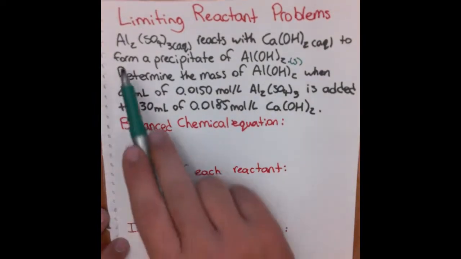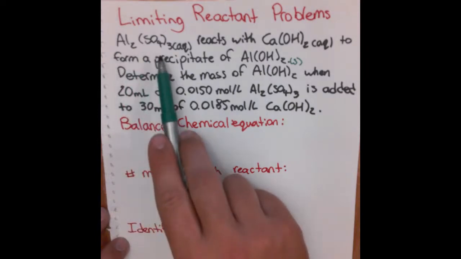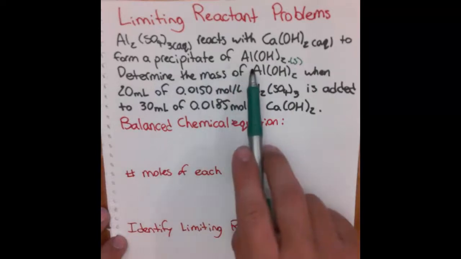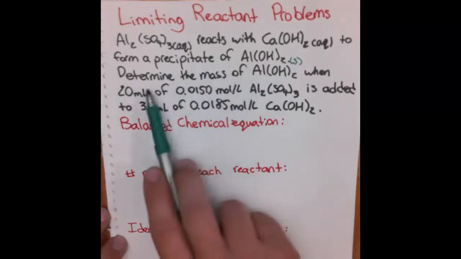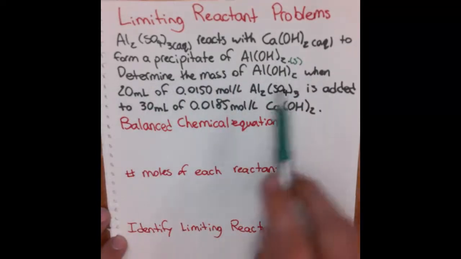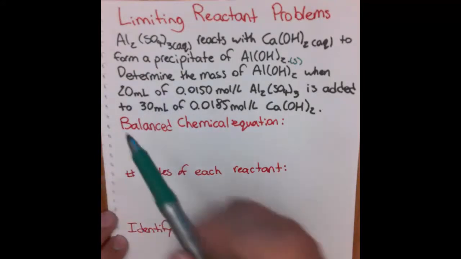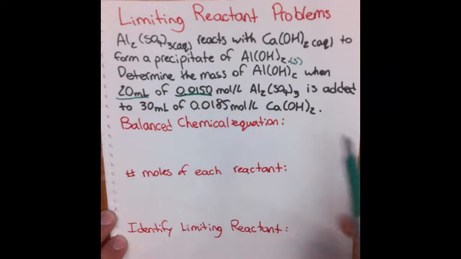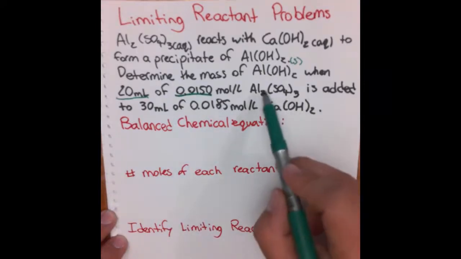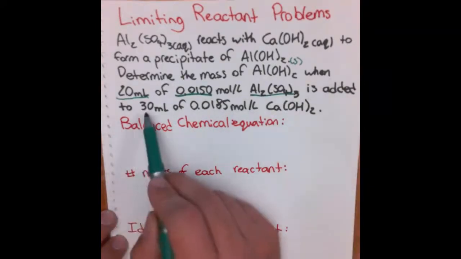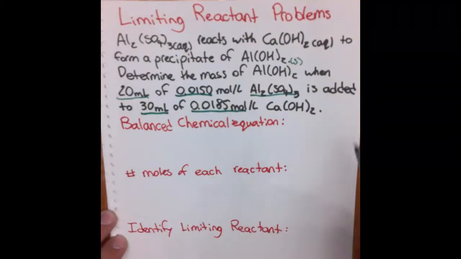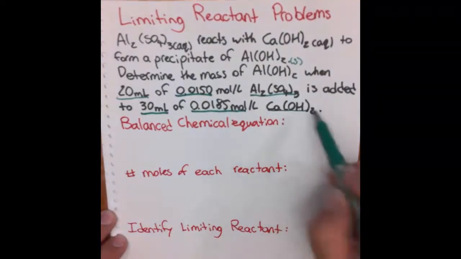So this question is saying, Al2(SO4)3 reacts with calcium hydroxide to form a precipitate of aluminum hydroxide. Determine the mass of aluminum hydroxide when 20 milliliters of 0.015 moles per liter aluminum sulfate is added to 30 milliliters of 0.0185 mole per liter calcium hydroxide.